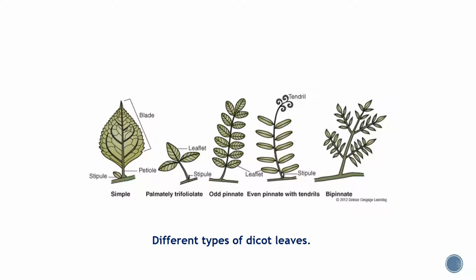So here are different types of dicot leaves. You can see five different leaves there. We have from a simple to an even petiole, and how those will then grow. But remember that the whole purpose of these leaves is photosynthesis and transpiration.